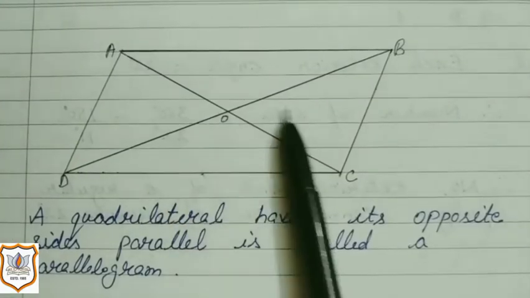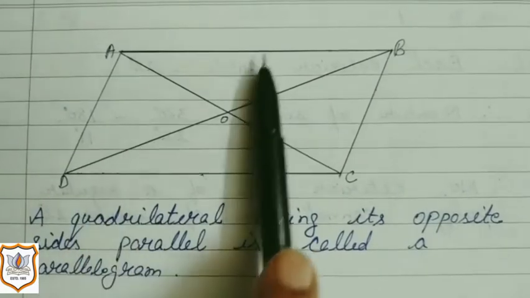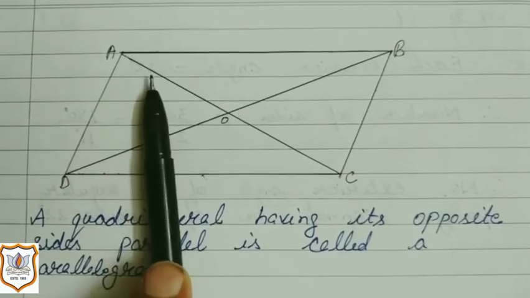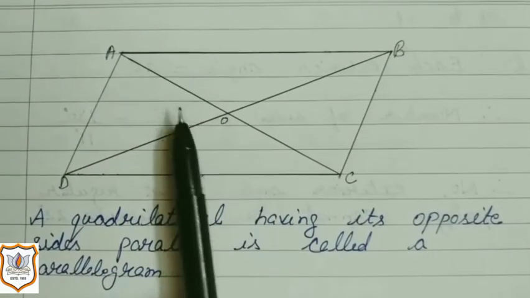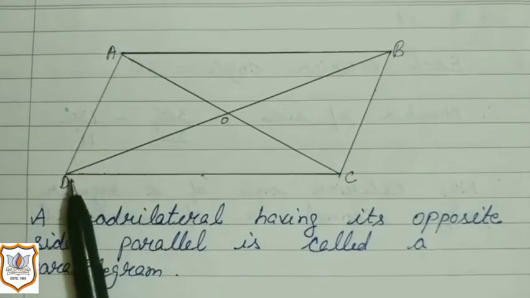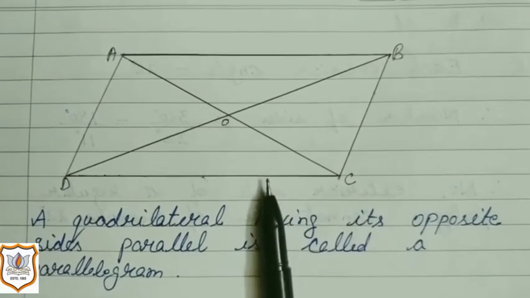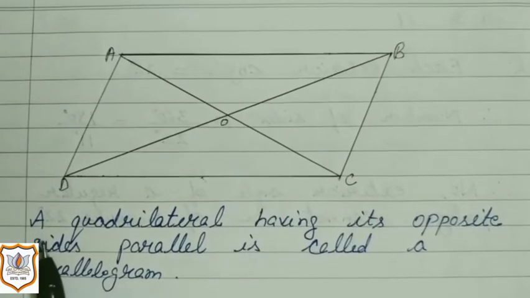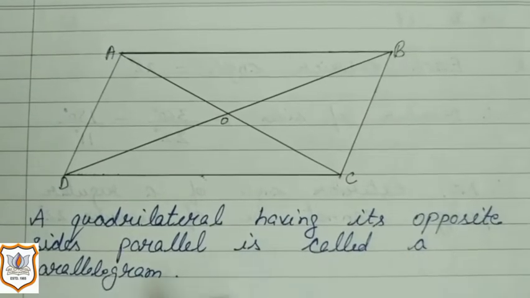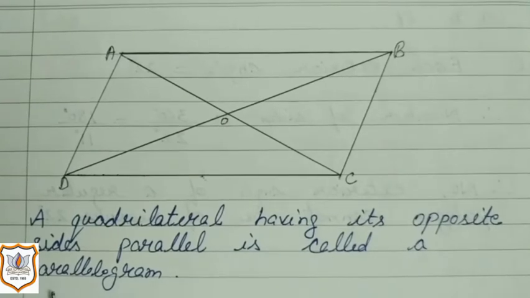Students, look at this figure. A, B, C, D. How many sides? 1, 2, 3, 4. 4 sides. So this is a quadrilateral. And here AB is parallel to CD and AD is parallel to BC. So this is a parallelogram. So we can say a quadrilateral having its opposite sides parallel is called a parallelogram.